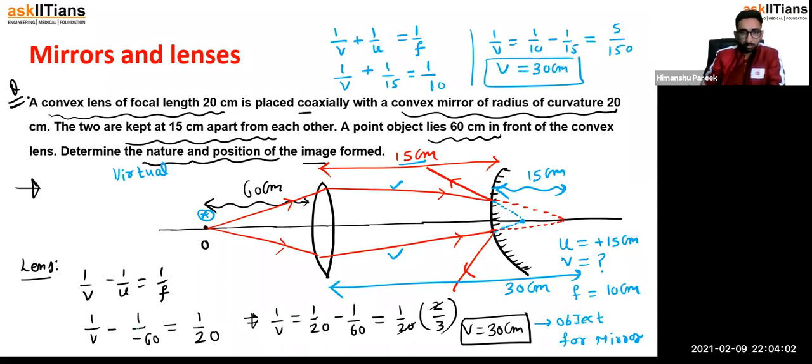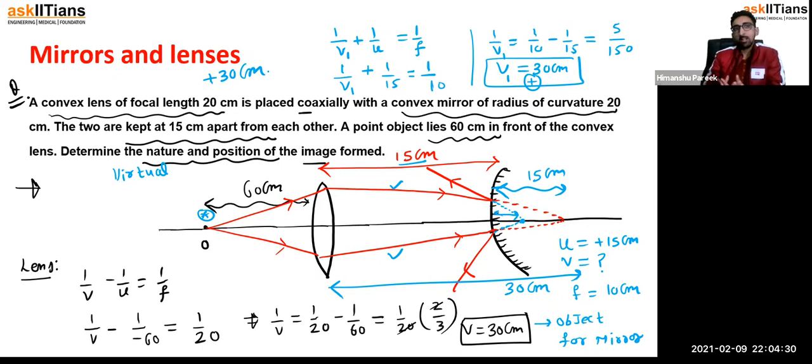Do not get confused. This v and this v were different. If you want, I can take this as v1, the final image. So we are getting 30 centimeter. So the final image is formed on the right hand side. That's why we are getting the plus sign, 30. So what is the final location? It's 30 centimeter towards the right side of the convex mirror, and the nature is virtual.